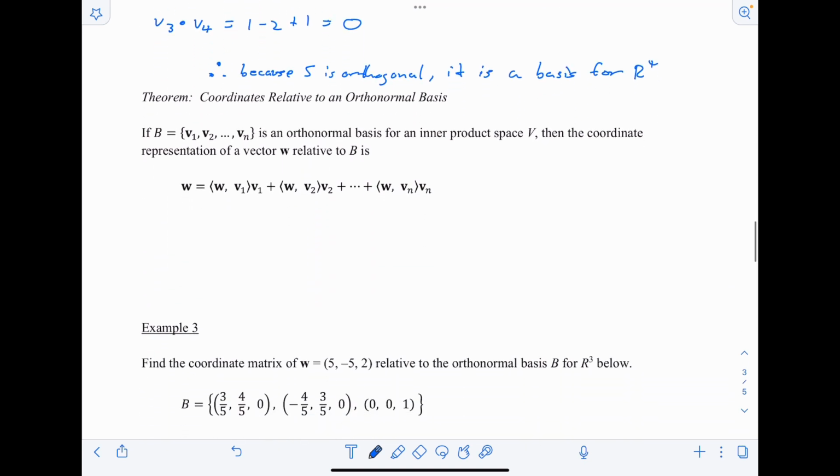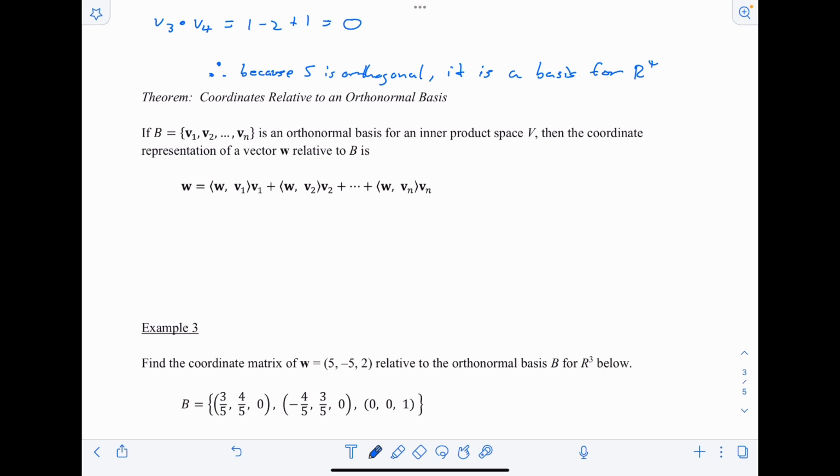So next one is coordinates relative to an orthonormal basis. Now, we also back in chapter 4 talked about coordinates relative to a basis. And I'm going to bring you back and remind you of that just a little bit when we do this. But basically what this is now is specifically for an orthonormal basis. So if B is an orthonormal basis for an inner product space V, then the coordinate representation of a vector W relative to B is given by the following.